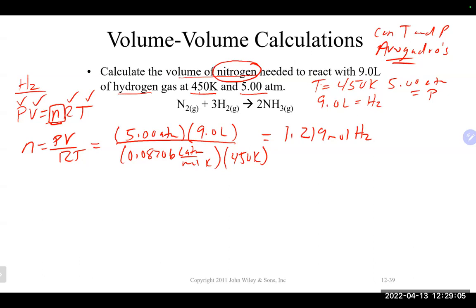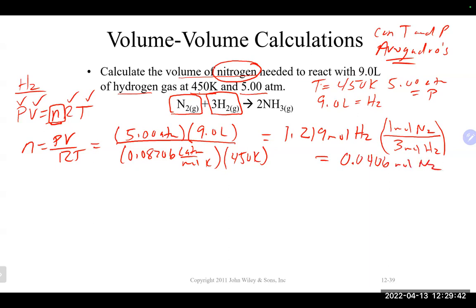So this is where the stoichiometry comes into play between nitrogen and hydrogen. It is 1 mole of nitrogen to 3 moles of hydrogen. We would use that like a normal stoichiometry problem. Again, 3 moles of hydrogen, 1 mole of nitrogen. That is going to convert us into moles of nitrogen, which is what we're interested in, which is 0.0406 moles of nitrogen.